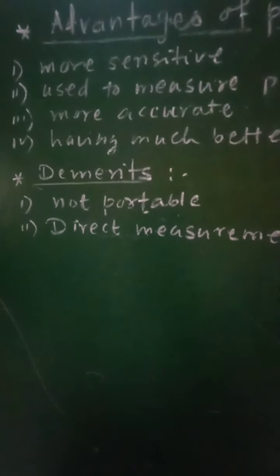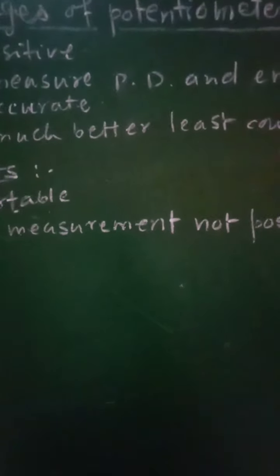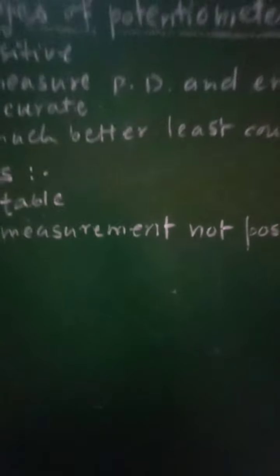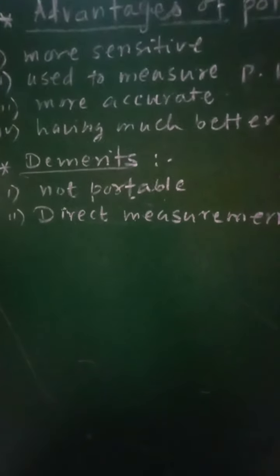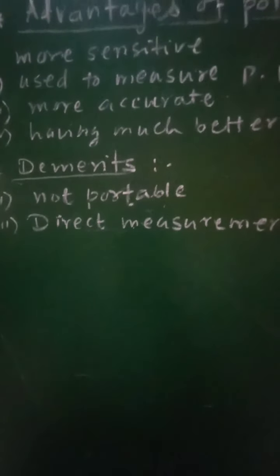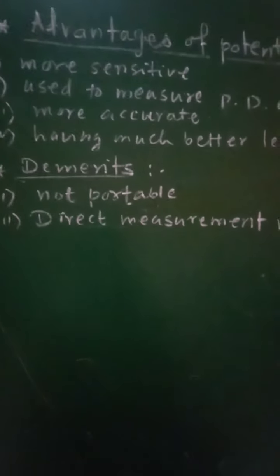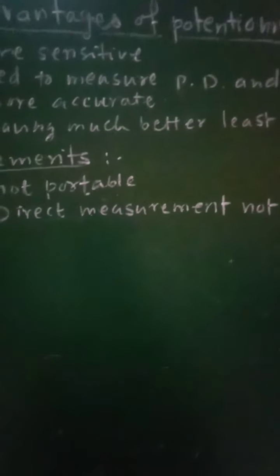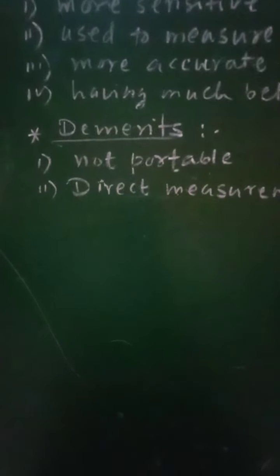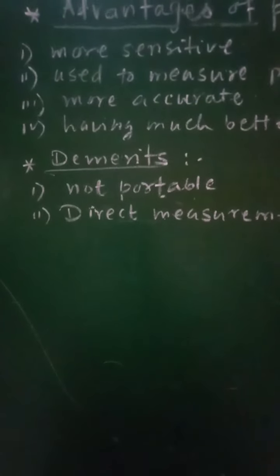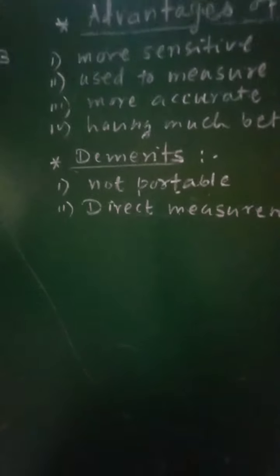Fourth advantage is that the potentiometer has a much better least count. That is, a very small least count is possessed by the potentiometer, so that we can measure very small potential difference as well as EMF, but the least count of the voltmeter will be larger as compared with the potentiometer. So these are some of the advantages of potentiometer over voltmeter.